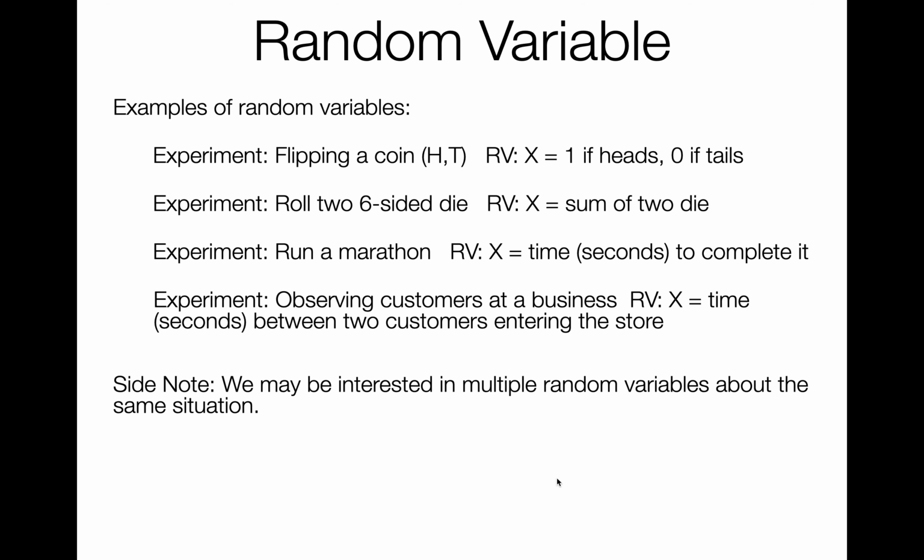So a quick side note is that we may actually be interested in multiple random variables about the same experiment or situation. For that last experiment, observing customers at a business, I can be interested in the time it takes between two customers to enter the store as a measure of traffic, but I can also count the number of customers that come into the store within an hour's time. Okay, two different random variables about the same situation.